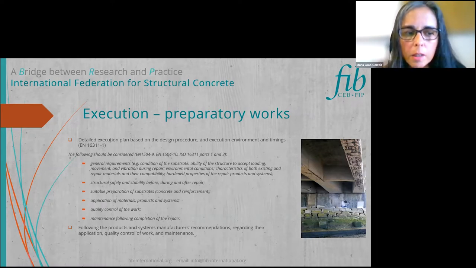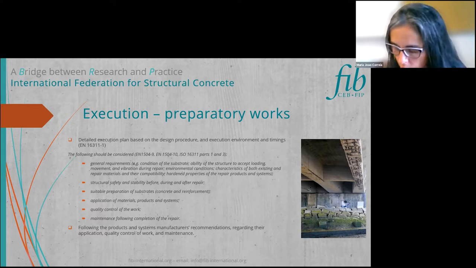A detailed execution plan based on the design procedure and execution environment and timings is required. This should generally follow the manufacturer's recommendations regarding application, quality, and quality control, besides including general requirements, such as, for example, the condition of the substrate, the environmental conditions, the characteristics of both existing and repair materials and their compatibility, and other specific ones, such as those related with the suitable preparation of the substrates, the application of materials, products, and systems, the quality control of the work, and the maintenance following completion of the repair.